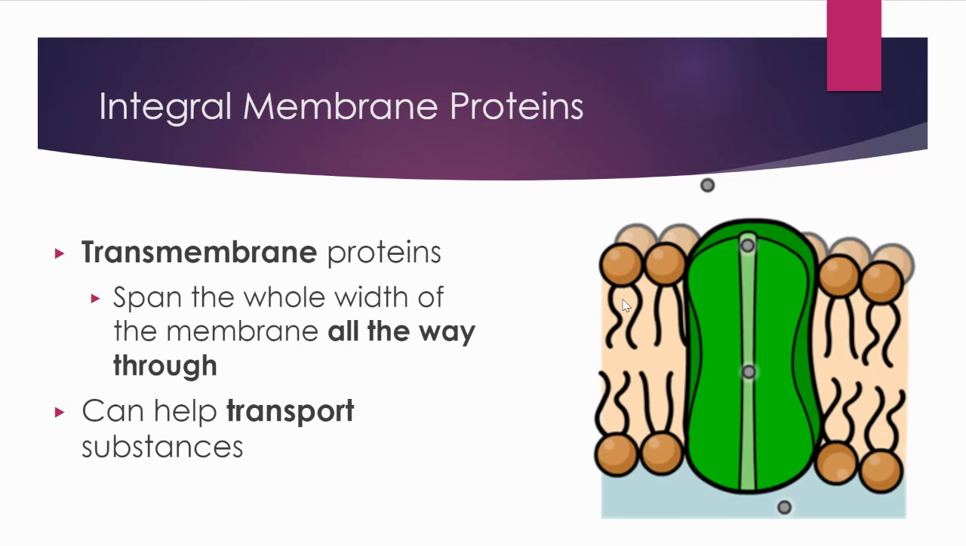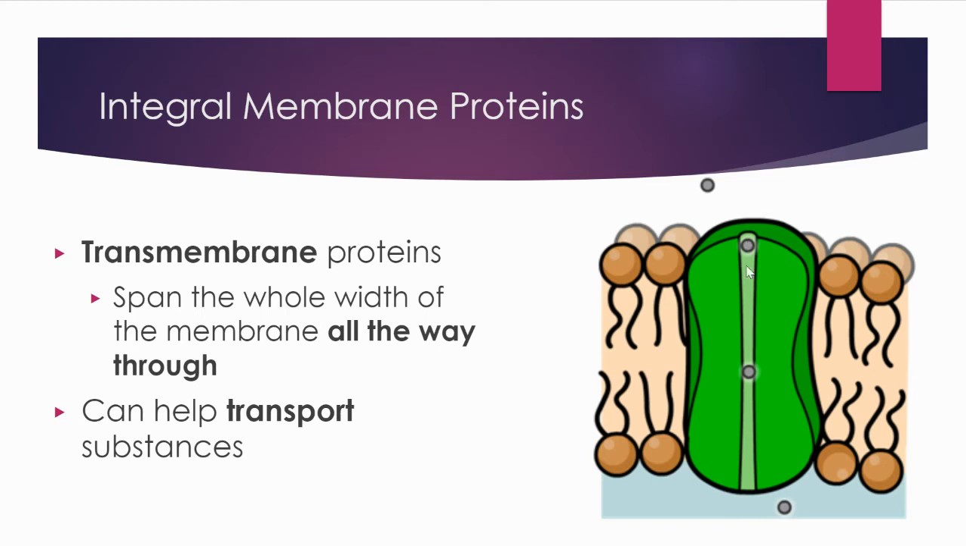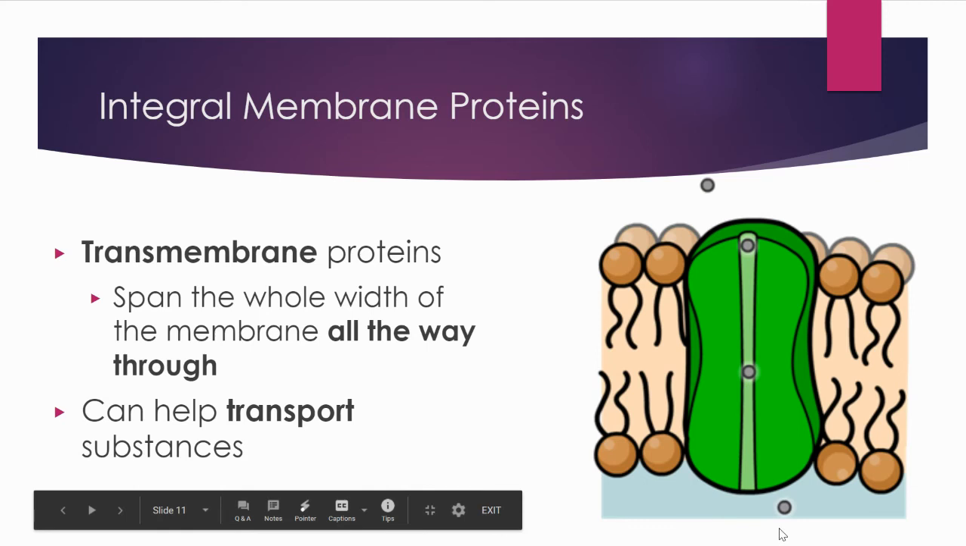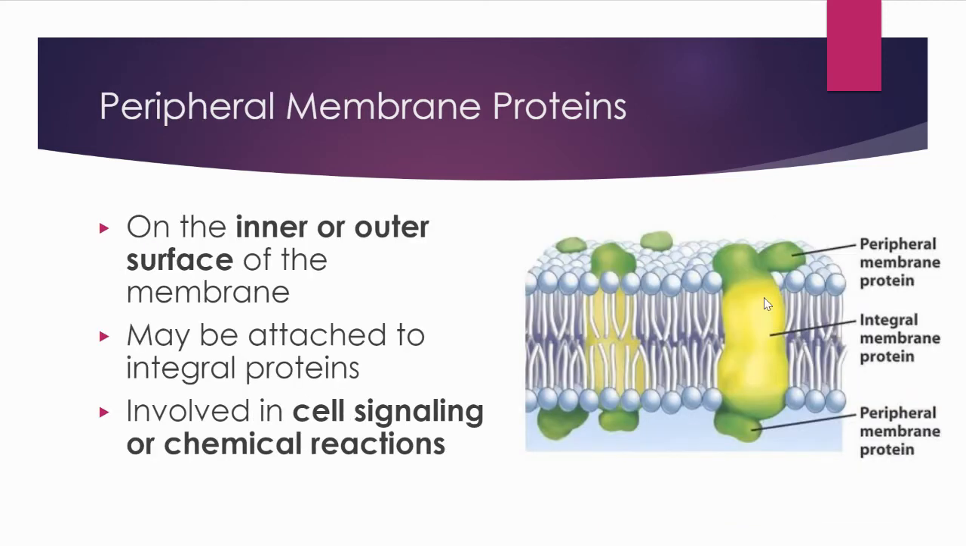So let's start with integral membrane proteins. So the integral membrane can also be called transmembrane, which means that they go all the way through the phospholipid bilayer. And they really help transport materials because you can see they kind of create an opening or a channel where materials could come through the protein to get into or out of the cell. And those are materials that might not otherwise be able to sneak past the phospholipids, so they can come through an integral membrane protein.